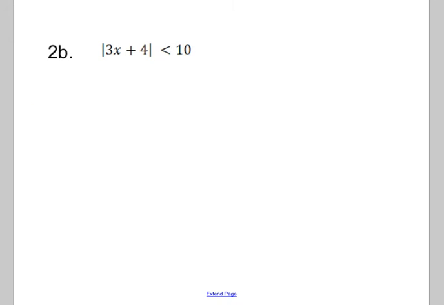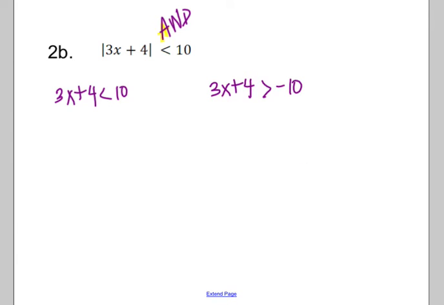So when I look at this one, I notice it's a less than sign. So this one is going to be an and statement. Okay, so I know I will have 3x plus 4 is less than 10, I will solve, and I will have 3x plus 4 is, I flip it around, greater than negative 10, and change that sign on there. Then I would solve, so subtract 4 and divide by 3. So x is less than 2.